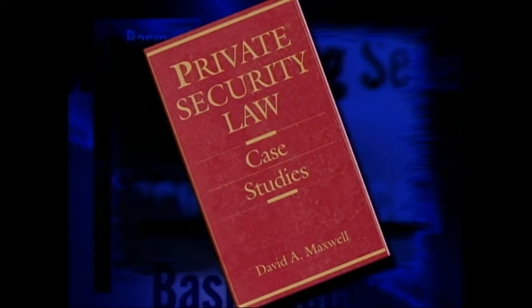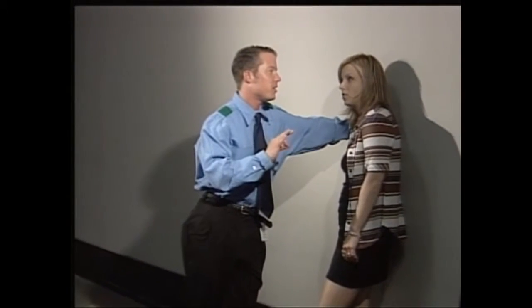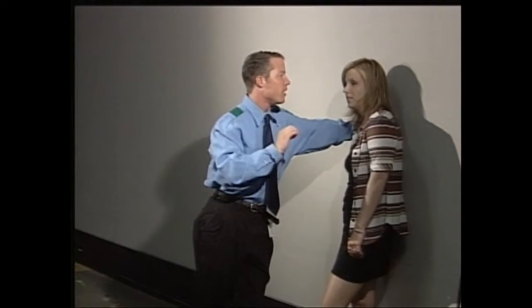According to David A. Maxwell in his book, Private Security Law, Case Studies, negligence is defined as the following: the absence of due diligence, the want of ordinary care, inadvertence, carelessness, heedlessness, inattention, thoughtlessness, oversight, the doing of a thing which a reasonably prudent person would not have done, or the failure to do a thing which a reasonably prudent person would have done in a like or similar circumstance. Simply stated, negligence involves doing something in an unreasonable way.